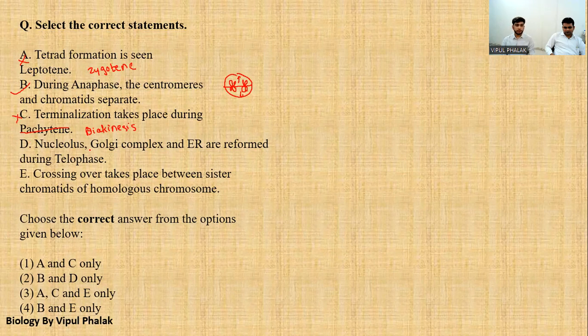D: Nucleolus, Golgi complex, and ER are reformed during telophase. This is a true statement. All the cell organelles which disappear at the start of prophase reappear or reform during the telophase. Therefore, D is correct statement. And E: crossing over takes place between sister chromatids of homologous chromosomes. This statement is also incorrect, as the crossing over takes place between non-sister chromatids of homologous chromosomes. Therefore, here B and D statements are correct, which is option 2.